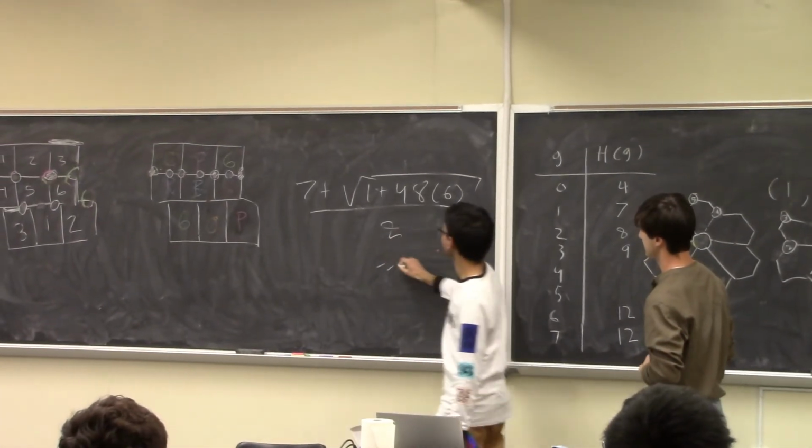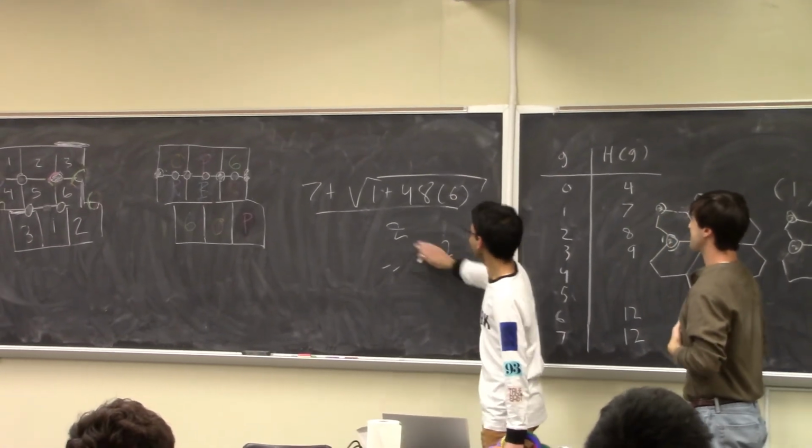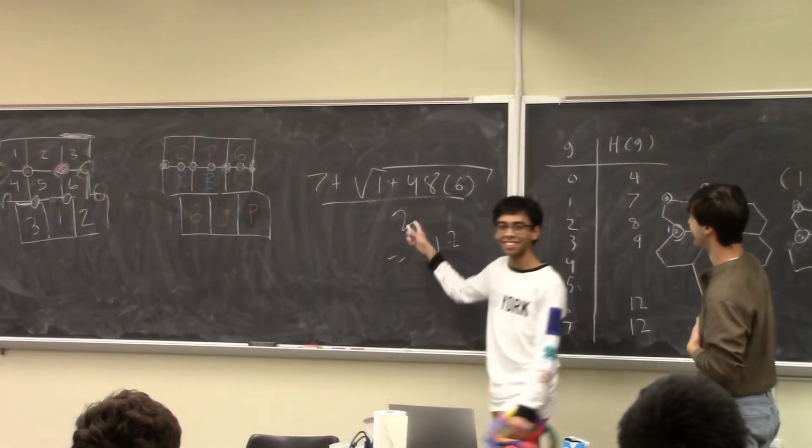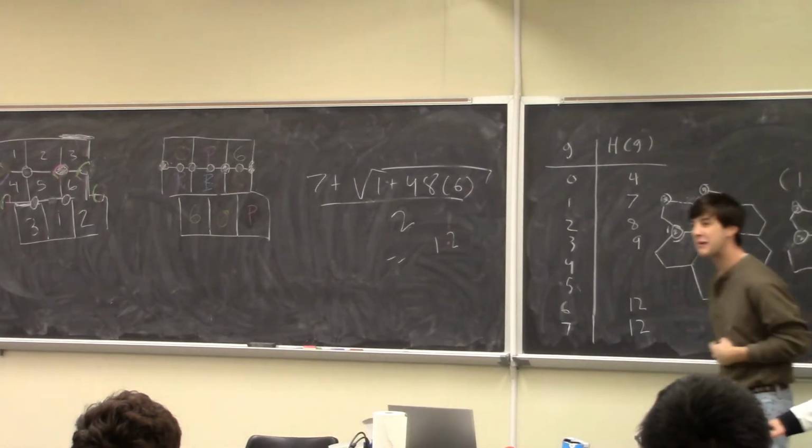Over 2. This should be 12, right? Should be 12. Exactly 12, right? There's a radical there, but it's still exactly 12. Yes. Okay.